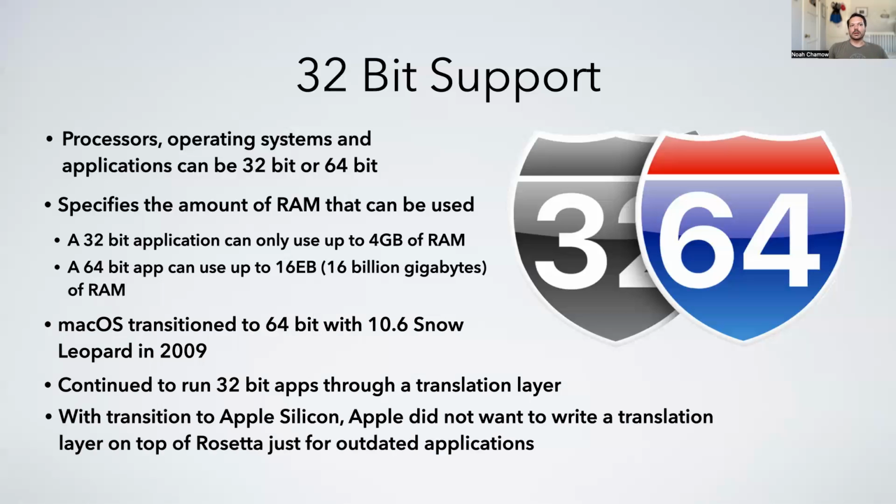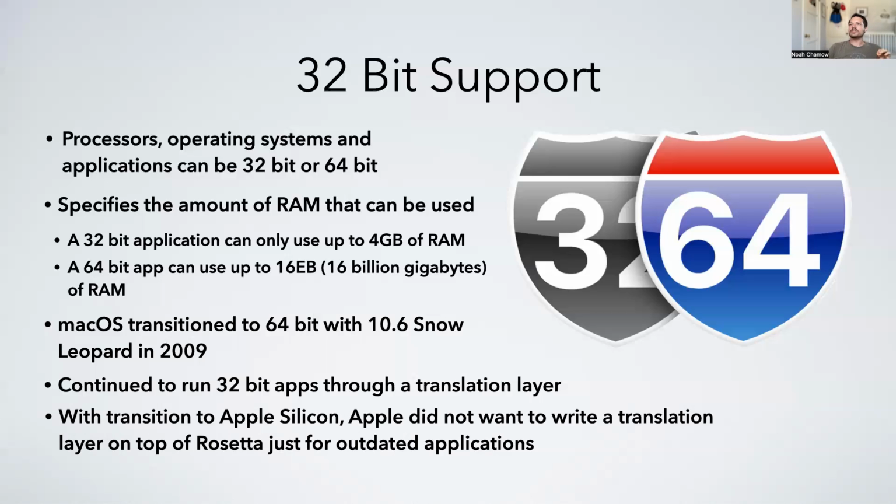But with the transition to Apple Silicon, Apple didn't want to write a translation layer on top of the translation layer that they were already writing for the Intel to Apple Silicon switch, just for outdated applications. They were already writing this translation layer called Rosetta, which is what we use to run Intel software on our new Apple Silicon Macs. But they didn't want to have to write on top of that another translation layer so that you could run 32-bit apps in addition to your 64-bit apps, because that was just additional work for, as I said before, arguably outdated applications.